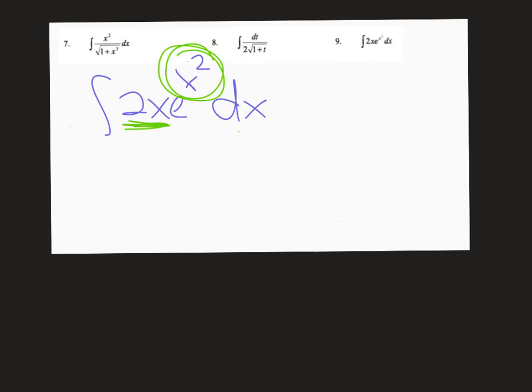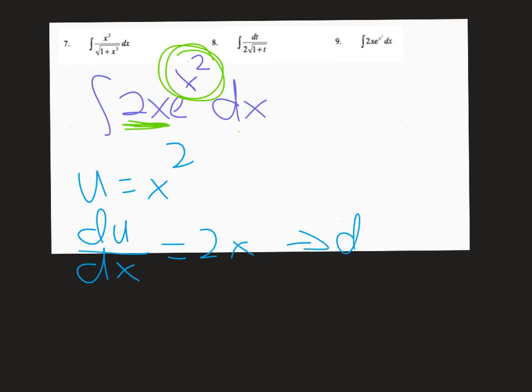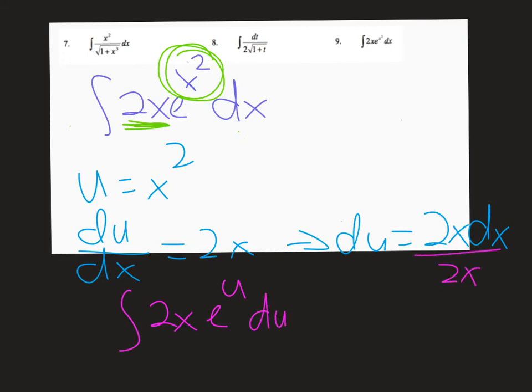So let's go ahead and identify the x squared as my inside. So u equals x squared, which means du dx is 2x, which you could think of as du is 2x dx. And now let's plug things in. So we have 2x, e to the x squared is now u, du, sorry, my brain fell out, over 2x.